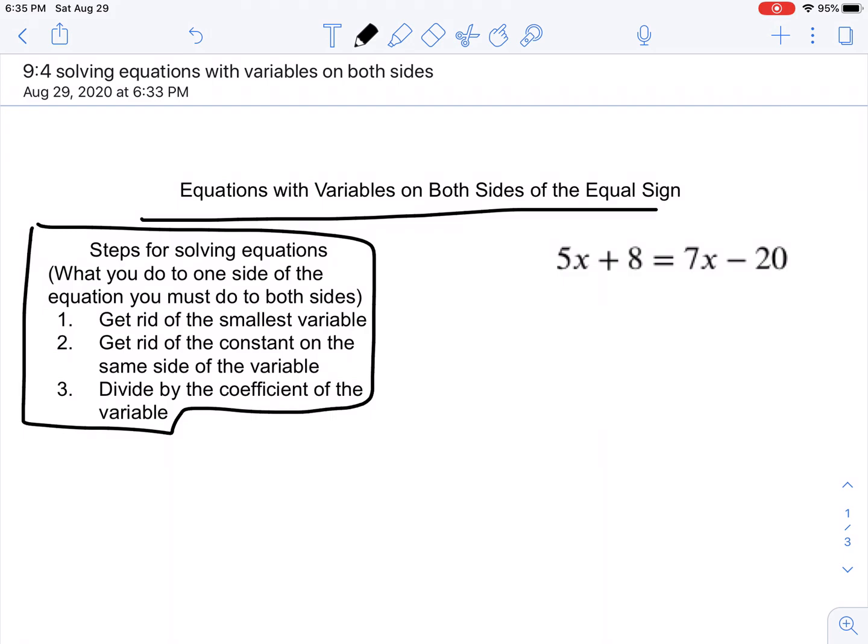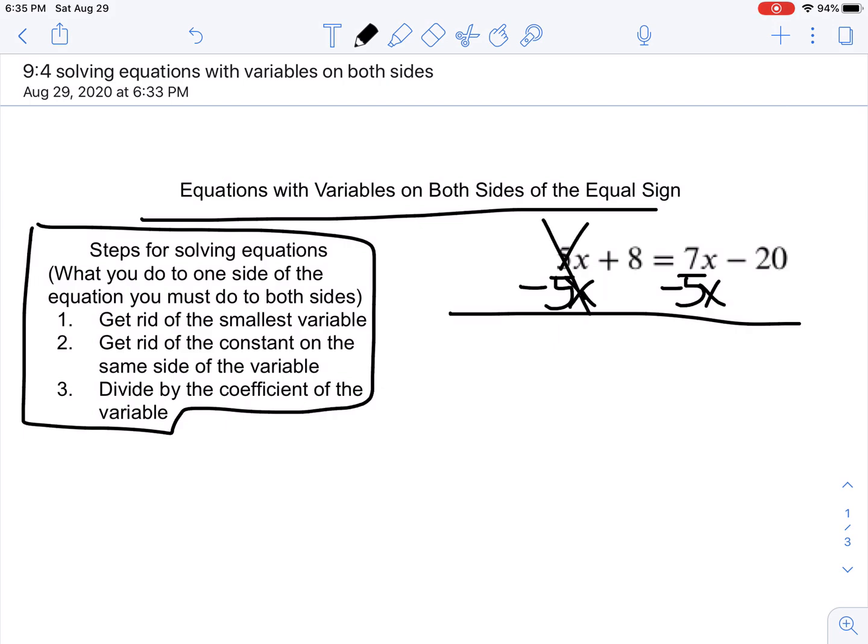So let's look at example 1. It says 5x plus 8 equals 7x minus 20. Well, our two variables are 5x and 7x. So the smallest one is 5x. So that's the one that we're going to get rid of or eliminate. So we're going to do the opposite. This is a positive 5x, so we're going to subtract 5x from this side, and then we're going to bring it over and line it underneath the 7x and subtract it from 7x.